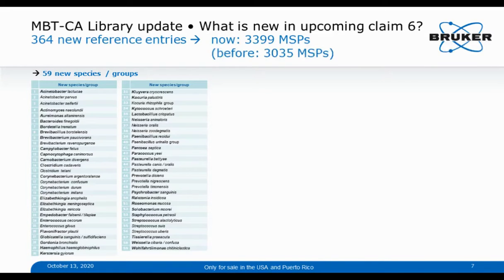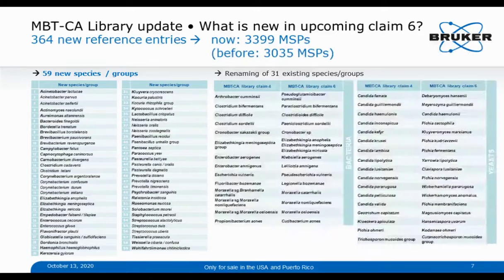A very special database is the one for the MALDI Biotyper CA, or clinical application. This database and the system for it are only for sale in the United States and Puerto Rico, as the regulations of the FDA are different from those regulations where the IVD-CE labeling can be applied. We have now also improved significantly the database for the MALDI Biotyper CA system. We have added 59 new species and groups, and also we added a renaming, an improvement of naming and up-to-date naming for a lot of species and species groups.